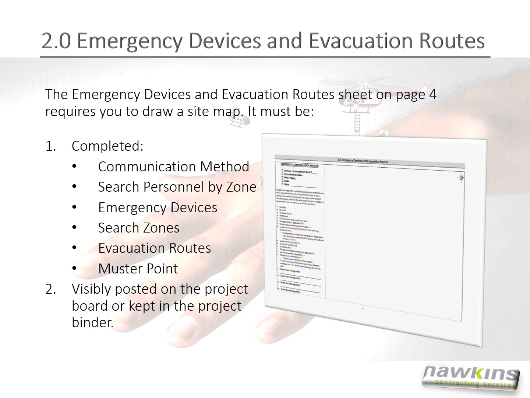Emergency devices and evacuation routes sheet on page 4 requires you to draw a site map. It must be completed and include communication method, search personnel by zone, emergency devices, search zones, evacuation routes, and muster point. Visibly post it to the project board or keep it in the project binder.